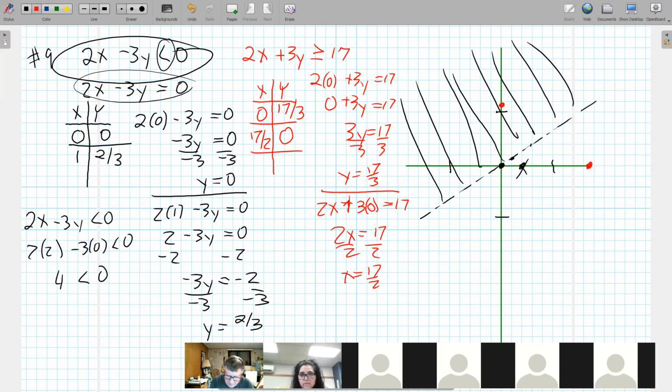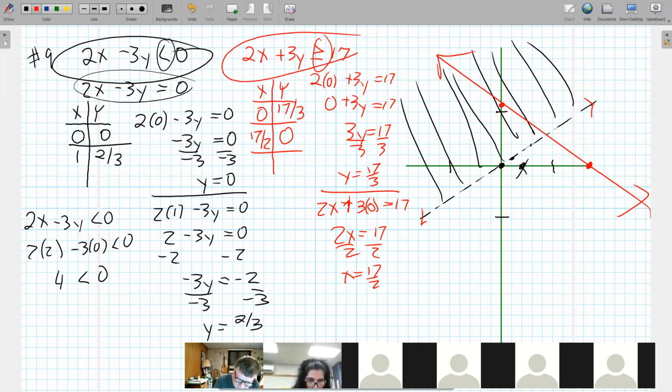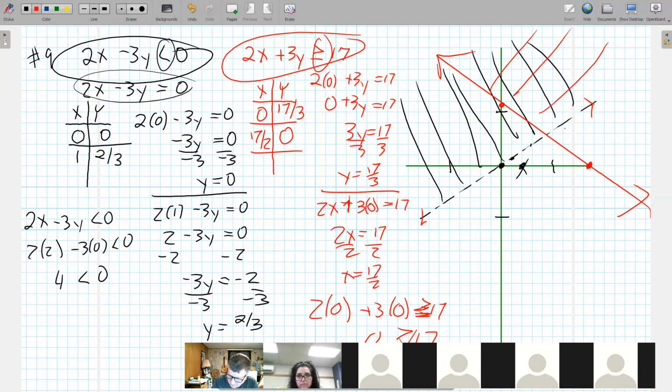Now, that line is going to be solid, because it includes equals. I should have made this into a line as well. We can use 0, 0 as a test point, so let's plug 0, 0 into that. Oh, greater than or equal to. So we get 0 greater than or equal to 17. That's not true, so it goes this way. So our solution is up there.